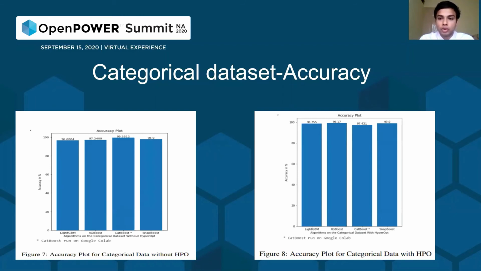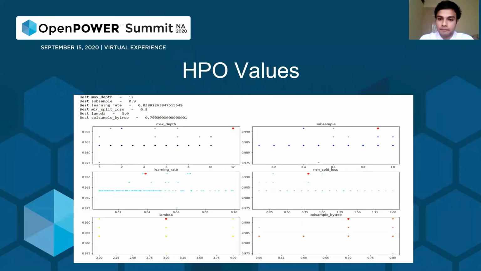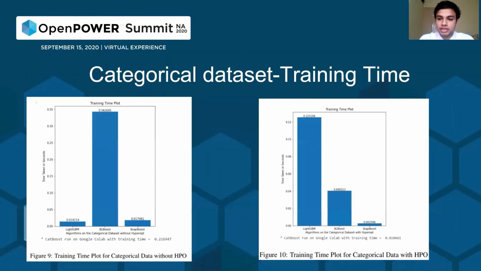With HPO using HyperOpt, all the algorithms showed an improvement in performance. SnapBoost improved by 1%, while the others improved by 2%. Here are the HPO graphs. Now, for the training time plots, in both cases, SnapBoost performs extremely well, especially when coupled with the PowerAI architecture.